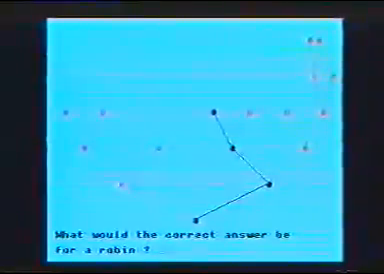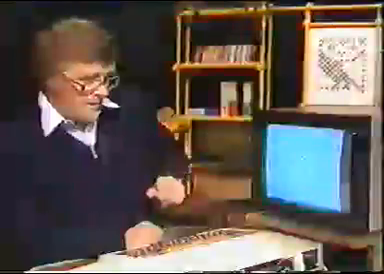What would the correct answer be for a robin? Well, at this point, we're right up at the top of the tree. And what we're going to do is to replace this end point with a new question. And the question is, does it swim? And as I hit that, two new branches come up, one of which will be robin, and the other one will be the duck. So I can try it again.